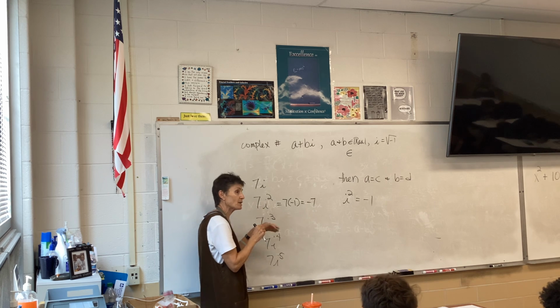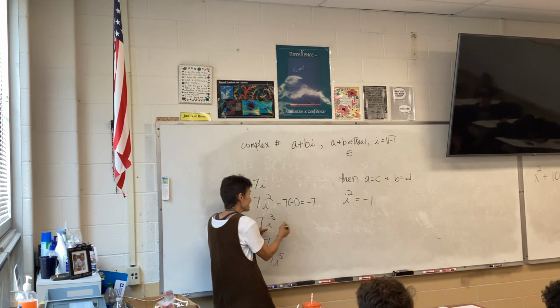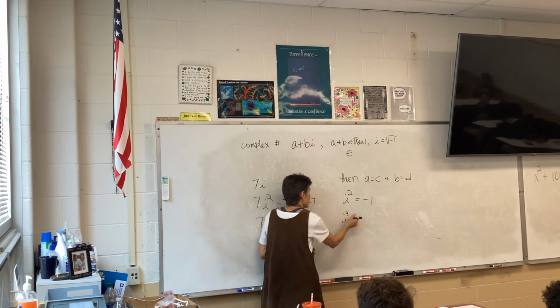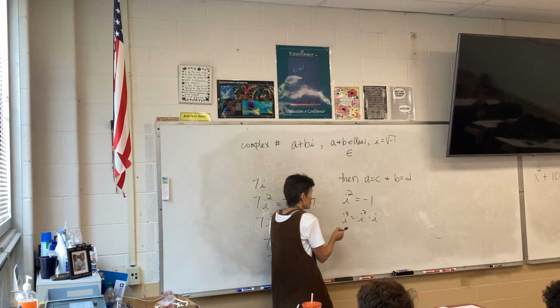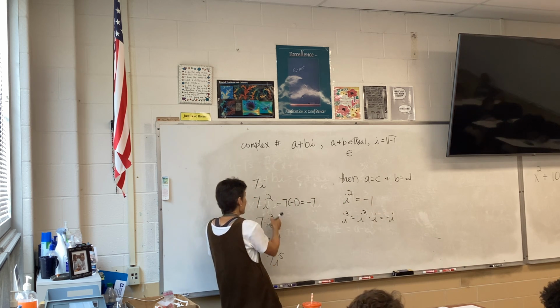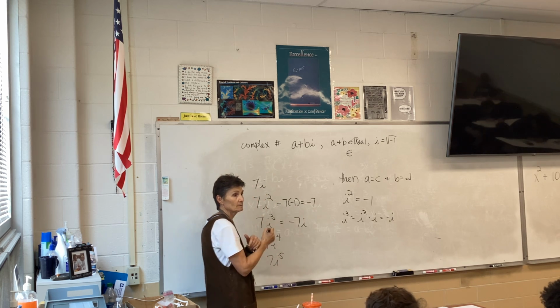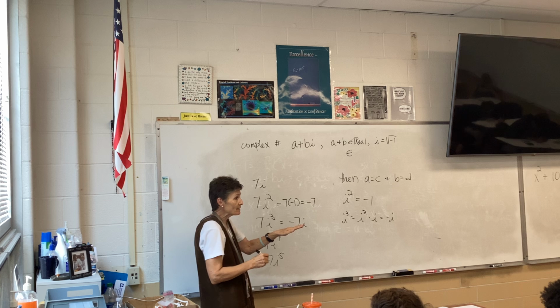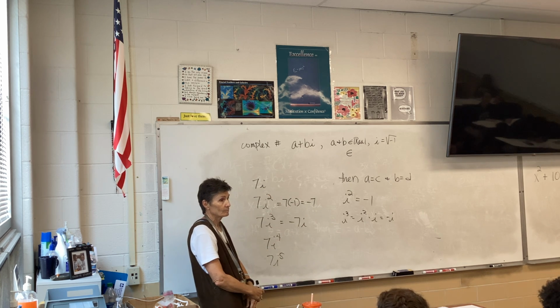All right, well, what about i cubed? Negative i, because isn't i cubed the same as i squared times an i? So i cubed is going to be negative i. So in my example, it would be negative 7i. We're never leaving an i cubed. We're changing it to negative i.